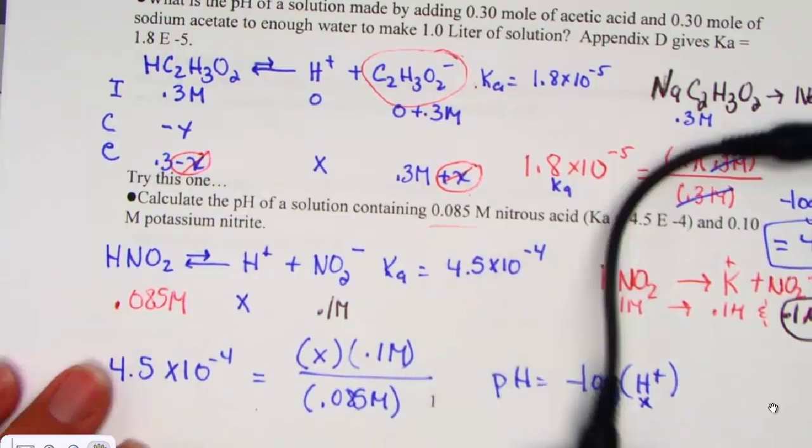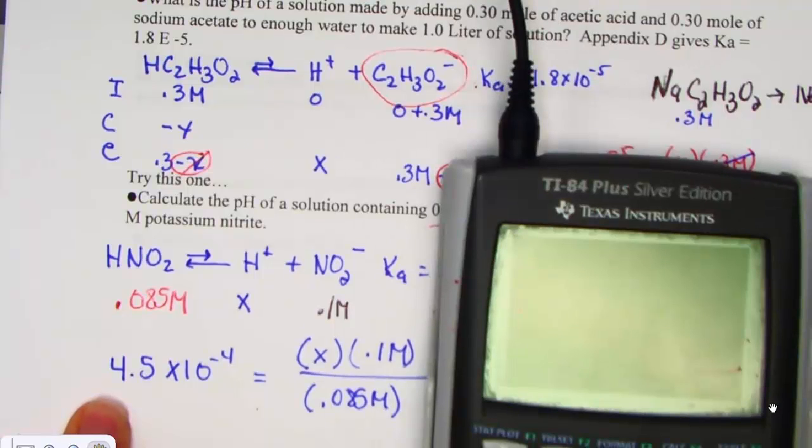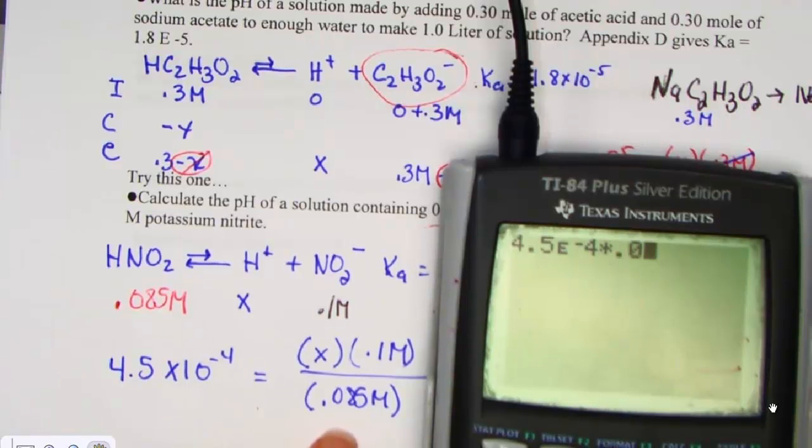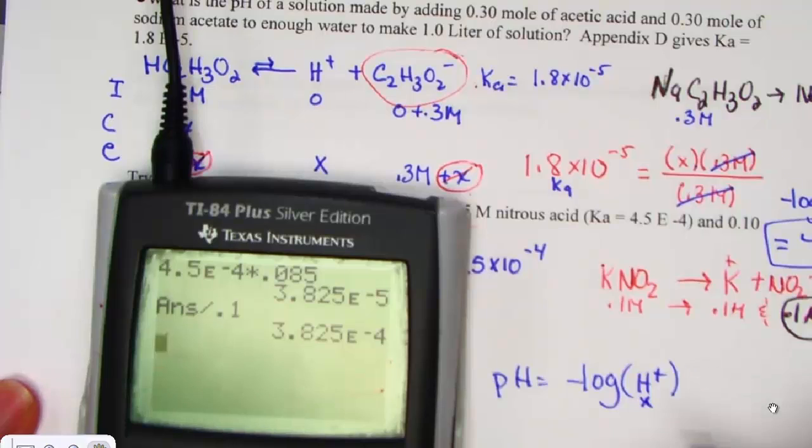So let's hit together. Please hit with me. We have 4.5 E negative 4 times our concentration of the acid, 0.085, divided by 0.1, and we get X, 3.825 times 10 to the negative 4.